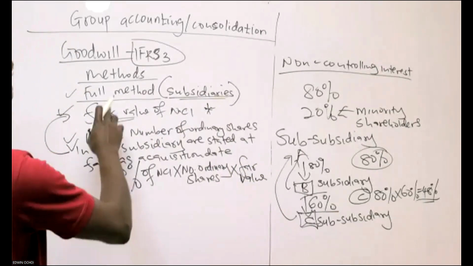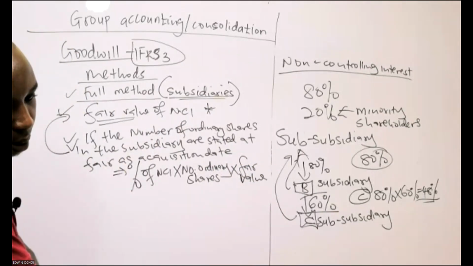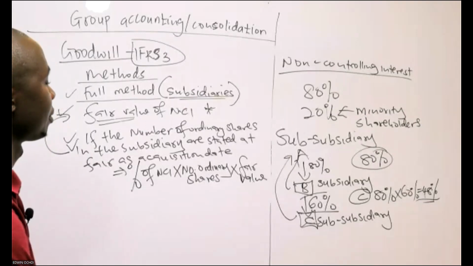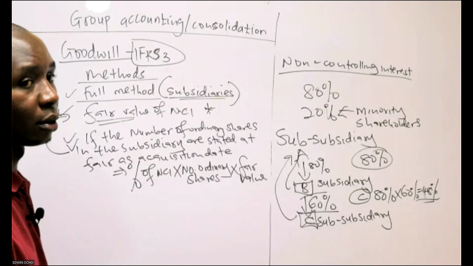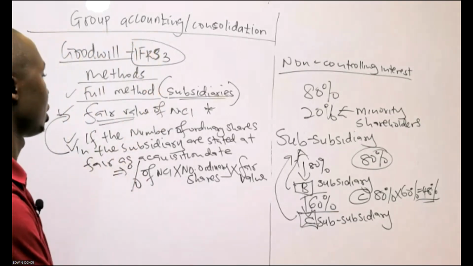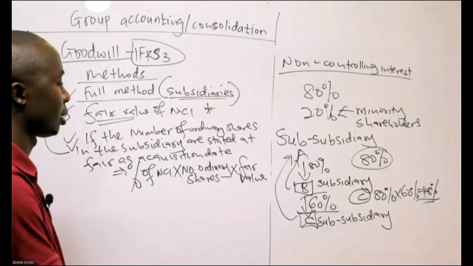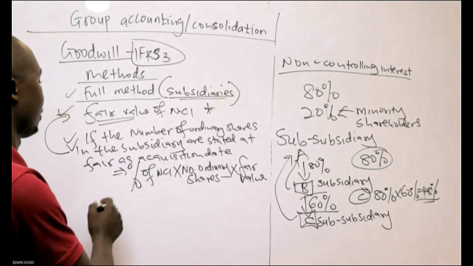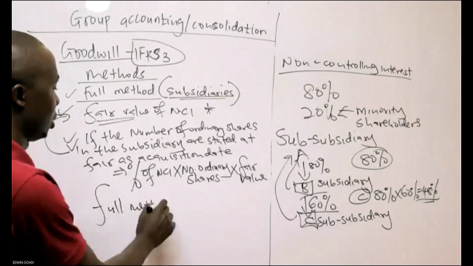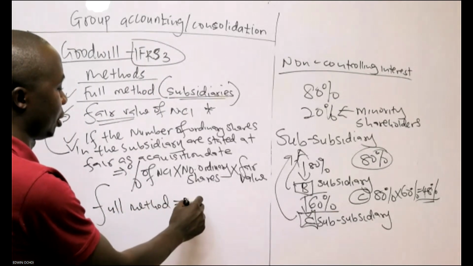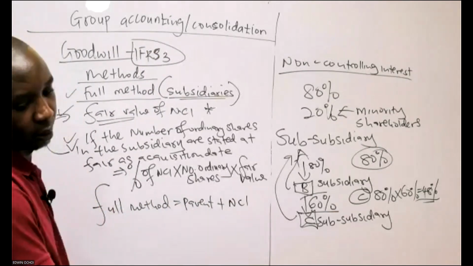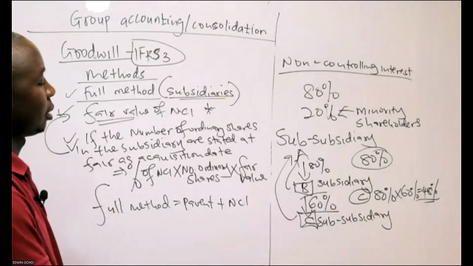So the goodwill arising from the use of the full method is attributable to the parent company and the non-controlling interest, the minority shareholders. So the goodwill arising from the full method is the goodwill of parent plus the NCI's.